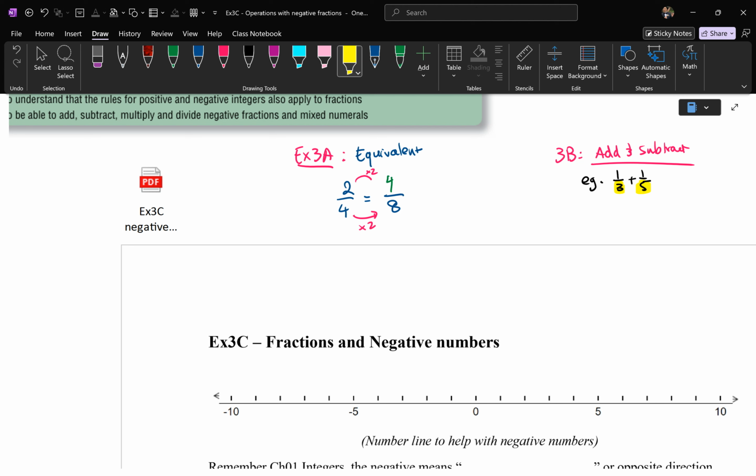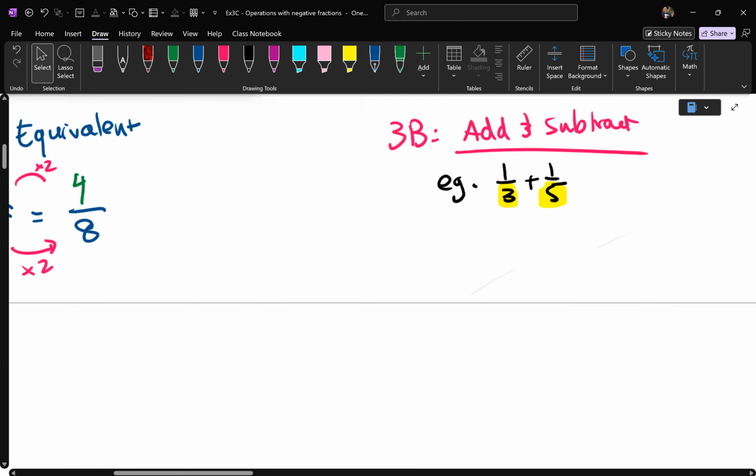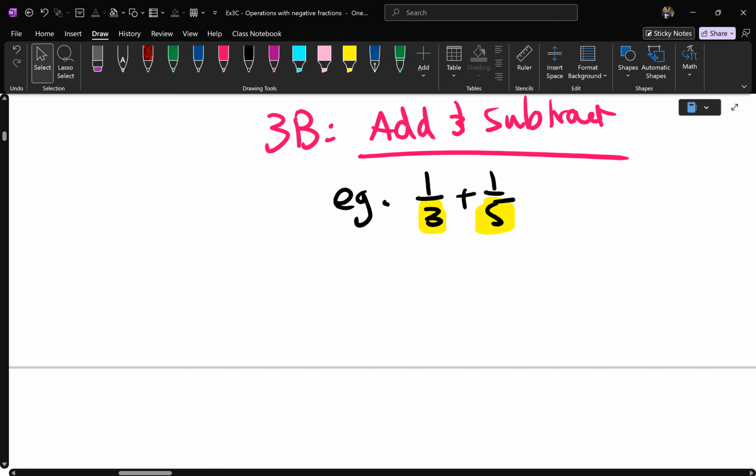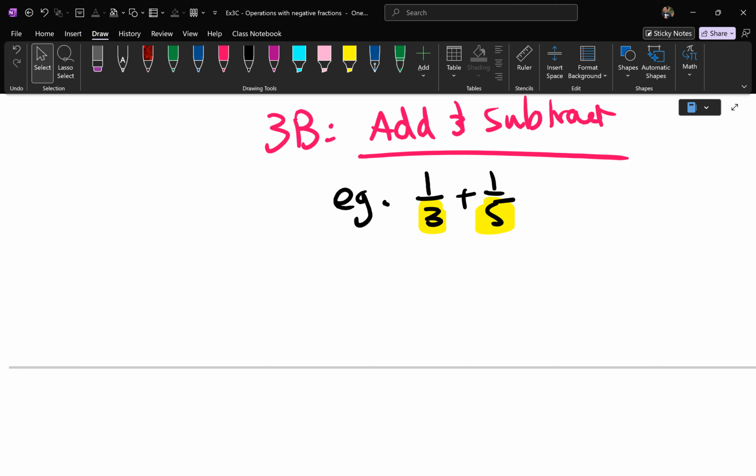So 1/3 plus 1/5. The problem is that fractions there, they are not the same types. That's why you can't add them. But that's why you use exercise 3A. We can then rewrite each fraction to have the same denominator. But to have the same denominator, you've got to find the lowest common multiple. What's the lowest common multiple of 3 and 5? Can I please have Jacob?